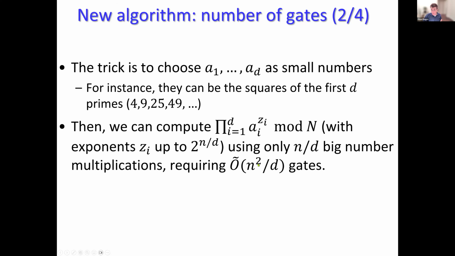Each one, if we have fast integer multiplication, each one takes something like n gates, so we end up with n squared over d. So this is really where the improvement comes from, the idea that we can use small a's, small base of the exponent, and compute this kind of multi-exponent faster than the naive way and end up with this n squared over d number of gates.